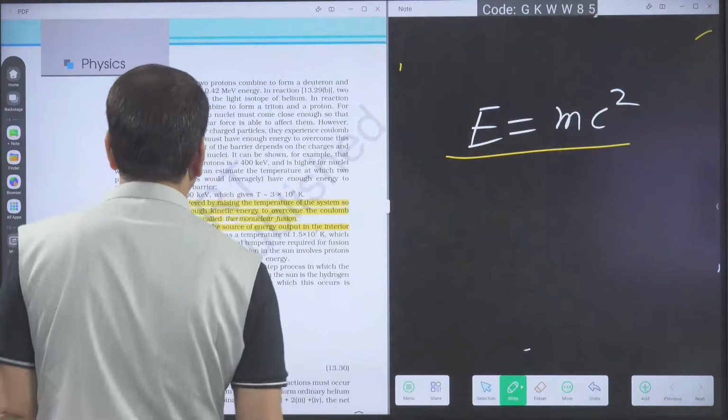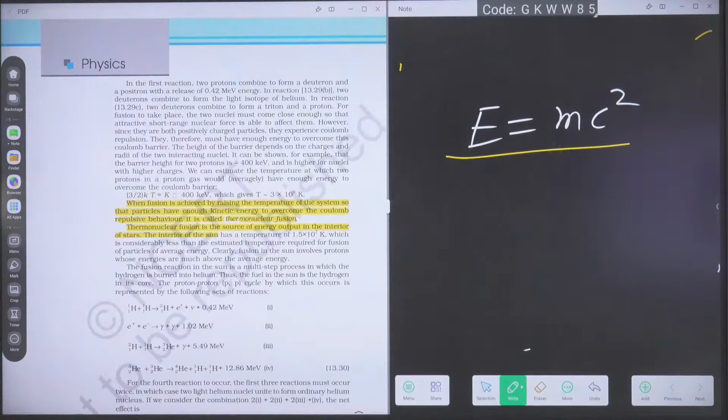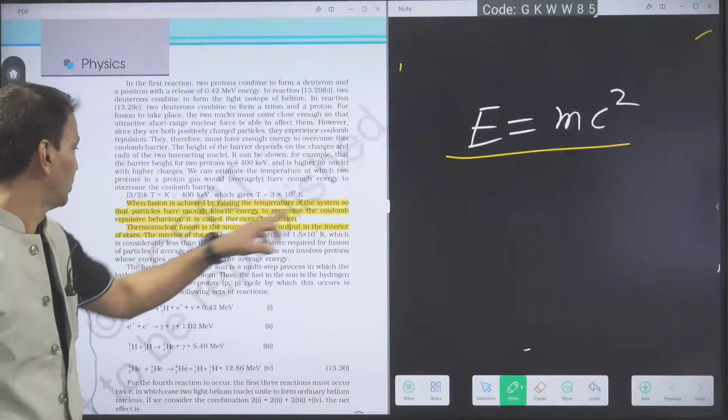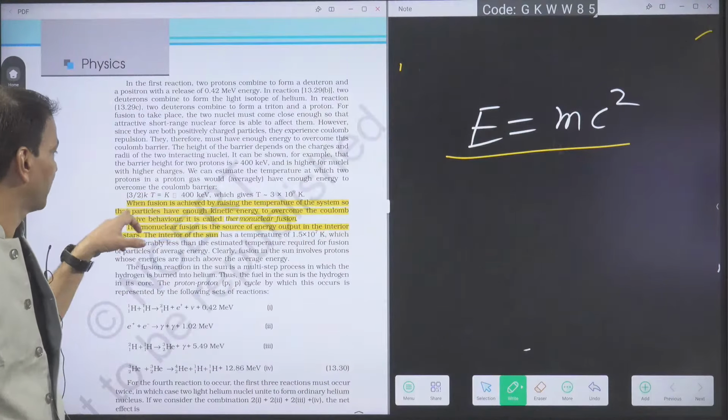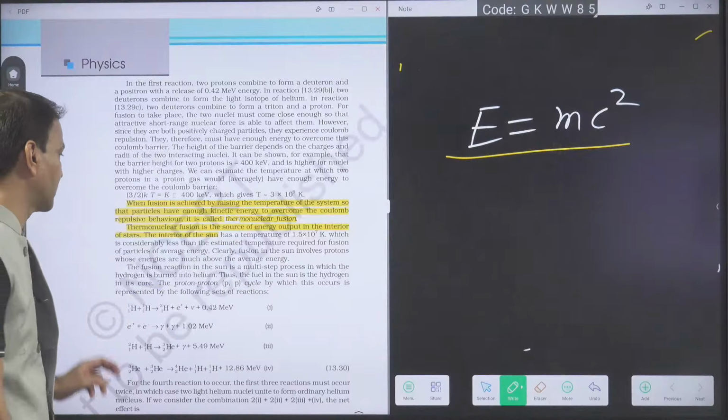That point is also given. When fusion is achieved by raising the temperature of the system so that particles have enough kinetic energy to overcome the Coulomb repulsive behavior, it is called thermonuclear fusion. So fusion reaction takes place at high temperature. That's why it is called the thermonuclear fusion reaction.